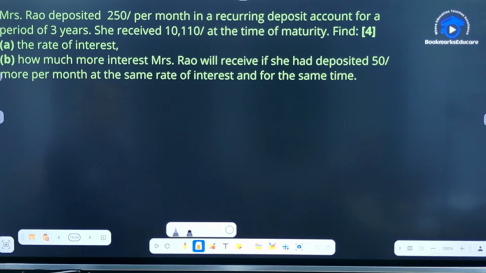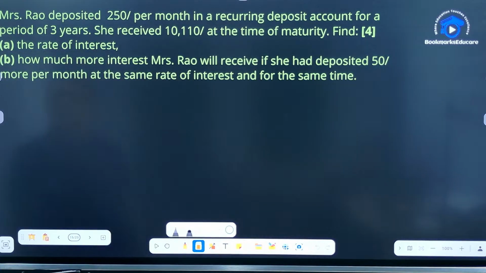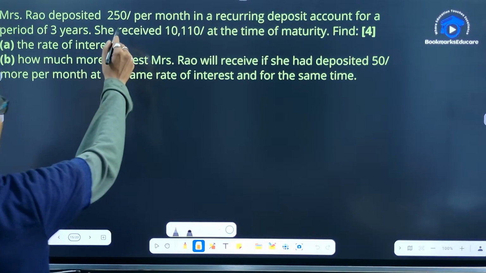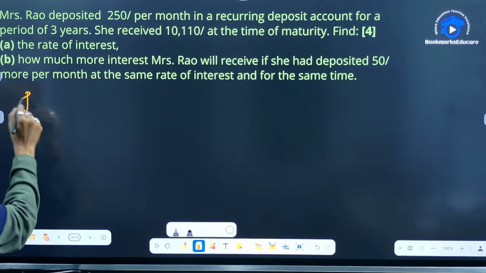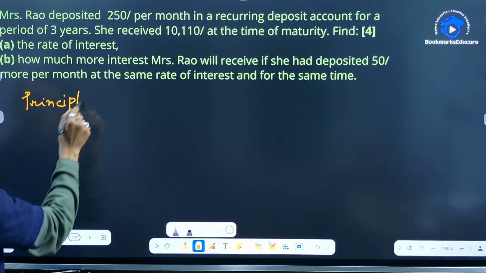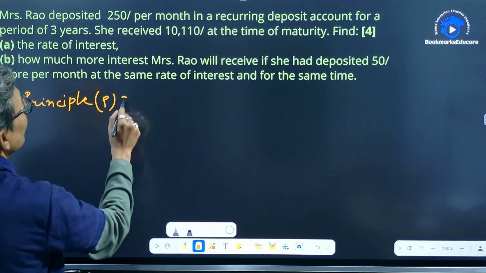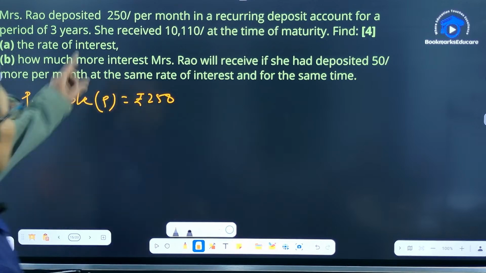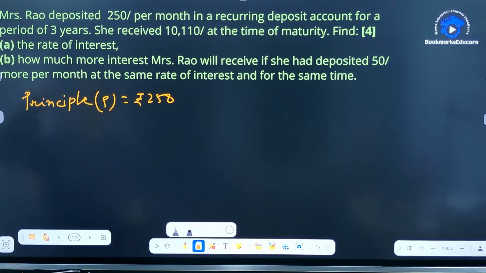Now the second question is based on banking. So Mr. Rao deposited 250 per month, that is principal. Principal P, that is rupees 250 per month, in a recurring deposit account for a period of 3 years.